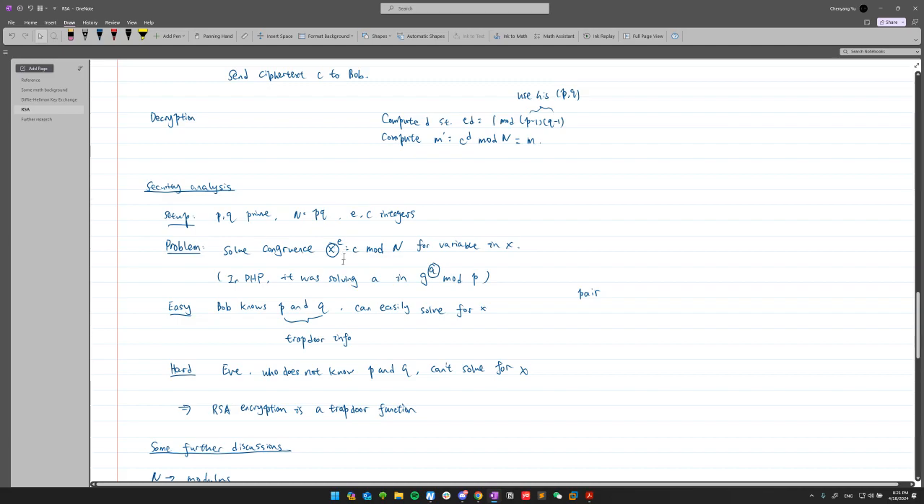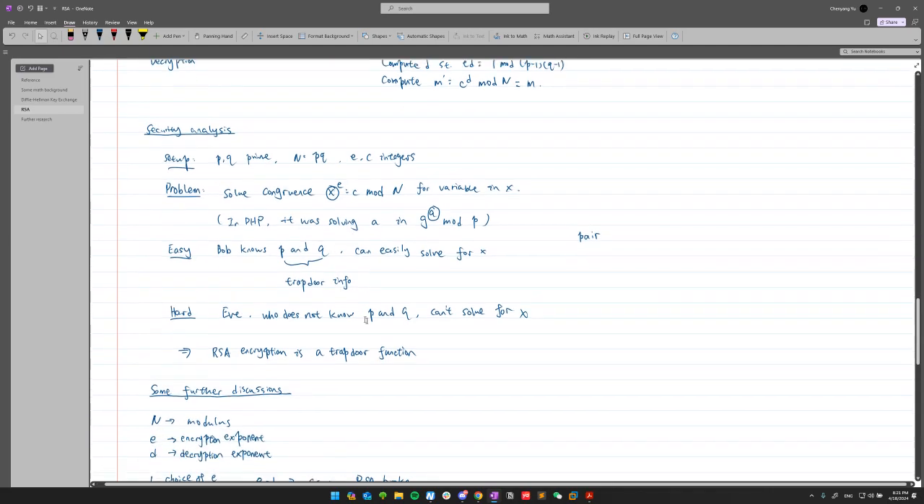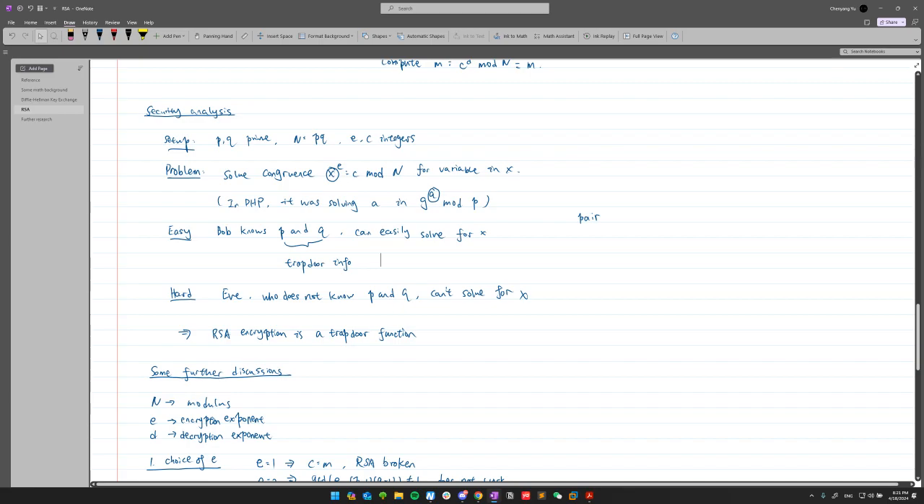So in the RSA case, we assume taking the eth root of this congruence is hard. That's the security assumption. I just talked about this. So if Bob knows P and Q, which he does, he can easily solve for X. So this is the trapdoor function I just talked about, right?